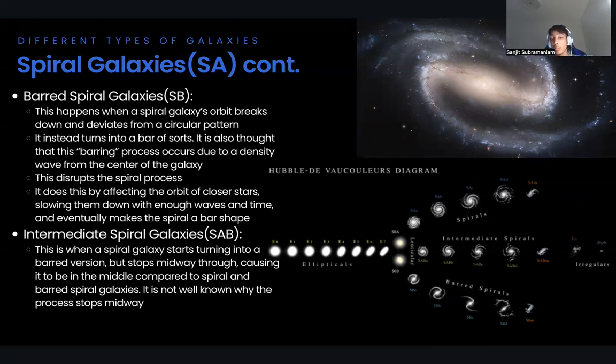Next up, we have the intermediate spiral galaxies. These galaxies are created when a spiral galaxy starts turning into a barred version, but stops midway through, causing it to be intermediate between the spiral and barred spiral stages. It's not well known why the process stops midway, but that's how much information we have on it.